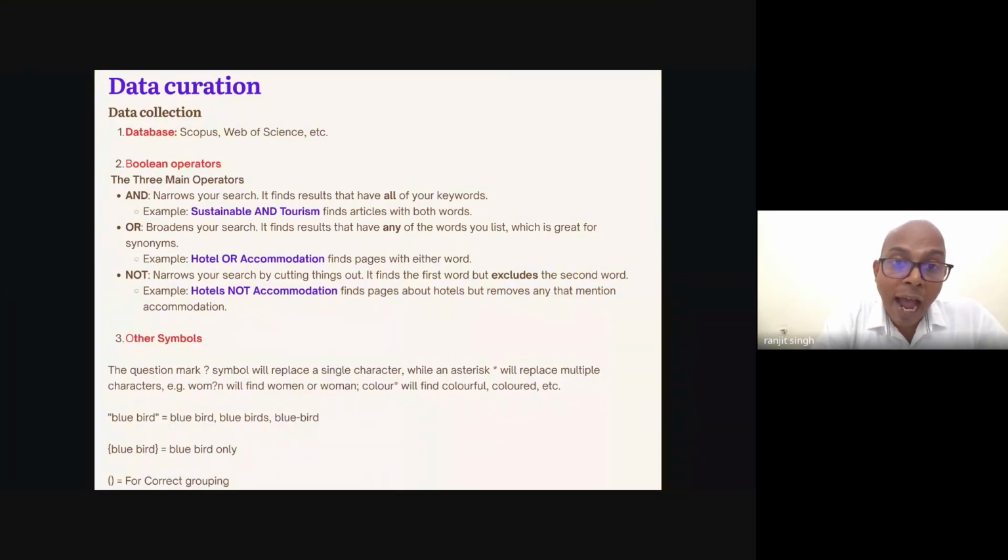But if you are using AND, then it will produce only the articles in which all the words are mentioned. It will not produce other terms. So be very cautious while using AND and OR.